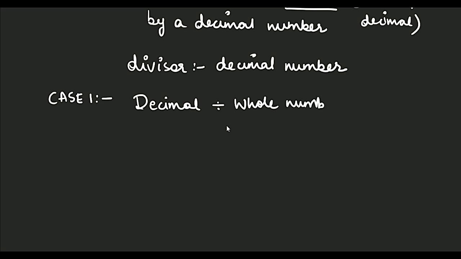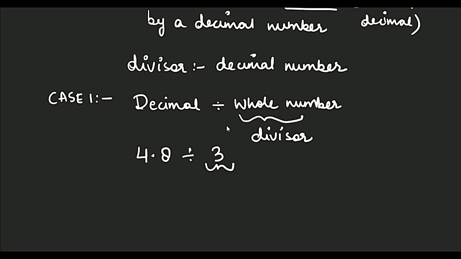Since my divisor here is already a whole number, the rule will not be applied, because as I said, whenever you get a divisor as a decimal number, the number in the denominator, we convert that number first to a whole number. But since in the first case the number is already a whole number, this rule won't be applied. Let's take an example: 4.8 divided by 3. My divisor is already a whole number.